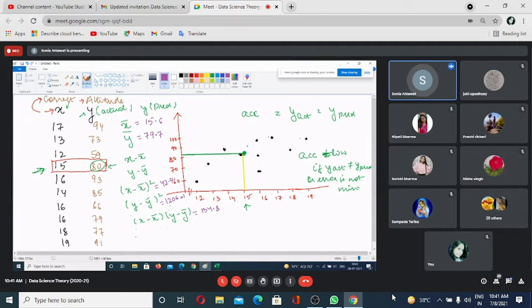So what are we left with? We have to calculate the value of R. And R का formula क्या था? Covariance XY upon standard deviation X, standard deviation Y. Summation of (X minus X bar)(Y minus Y bar) upon under root of summation of (X minus X bar) whole square and summation of (Y minus Y bar) whole square.